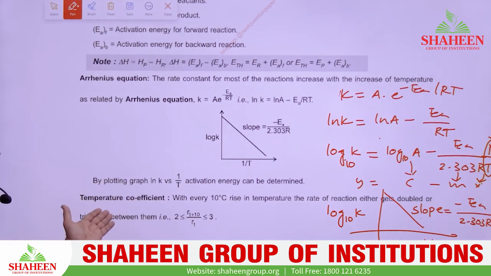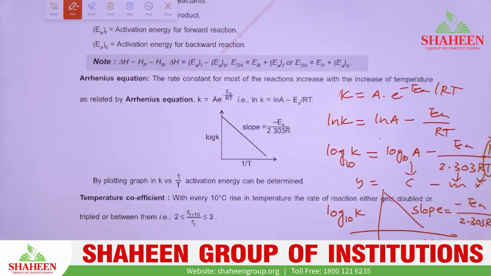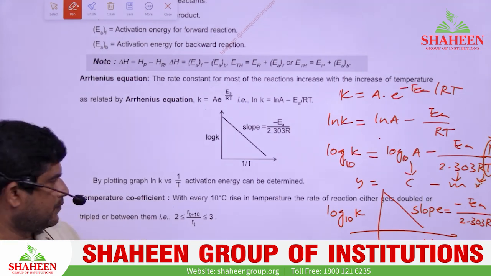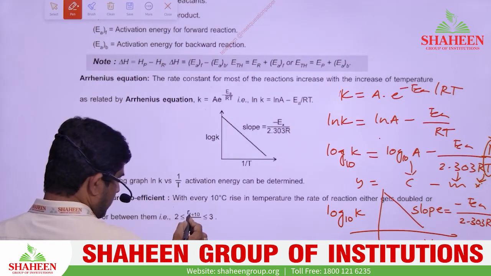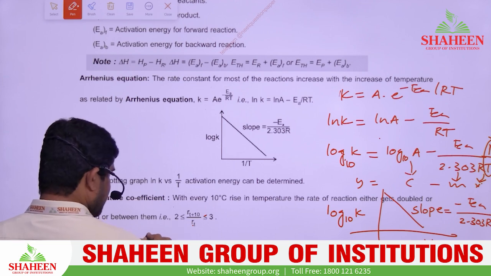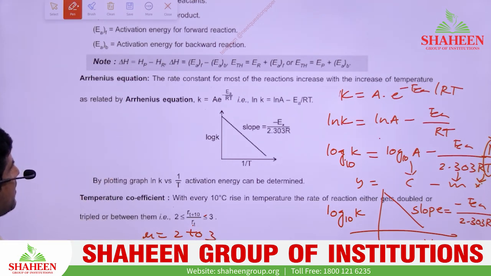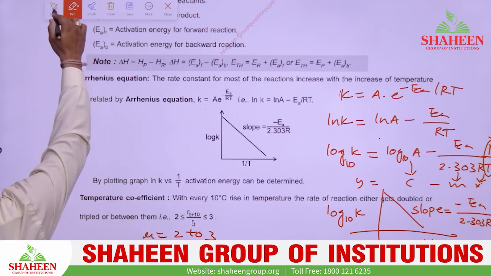Next, the temperature coefficient. What is temperature coefficient? With every 10 degrees Celsius rise in temperature, the rate of reaction either gets doubled or tripled, or between them. That is, k at T plus 10 degrees Celsius divided by k at T is greater than or equal to 2 and less than or equal to 3, meaning the temperature coefficient mu will be equal to 2 to 3. So this is the effect of temperature.